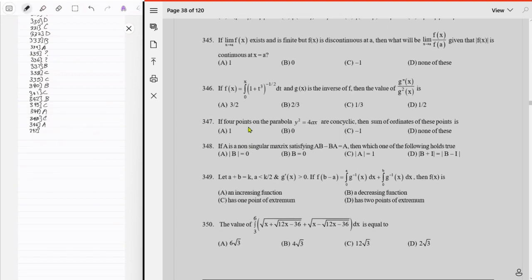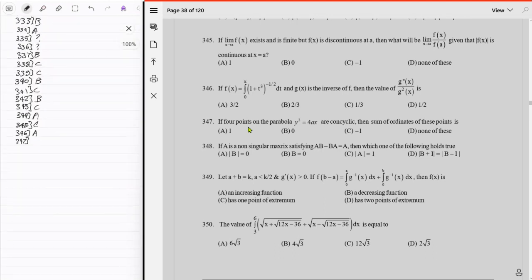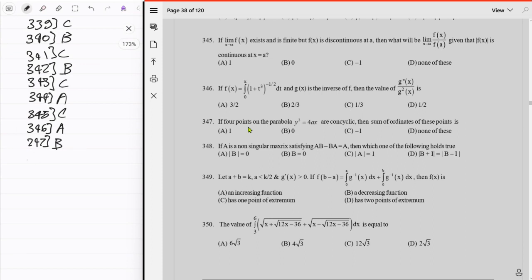Okay, if 4 points on this parabola are consecutive in the sum of the ordinates, seriously, ये अपन already कई बार कर चुके हैं ना, like t1 plus 2 sum of t is equal to 0. So sum of all the point is also 0. B is the answer. Next, 248.